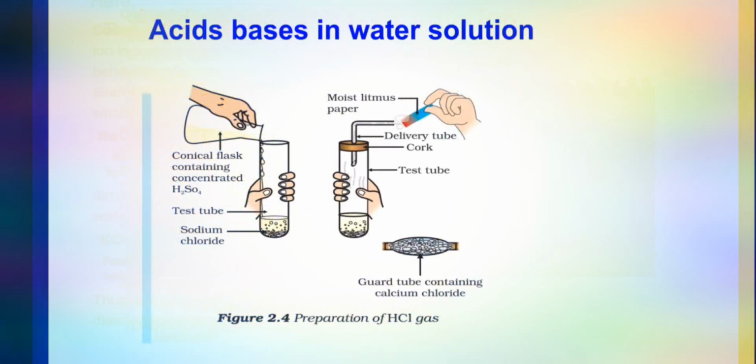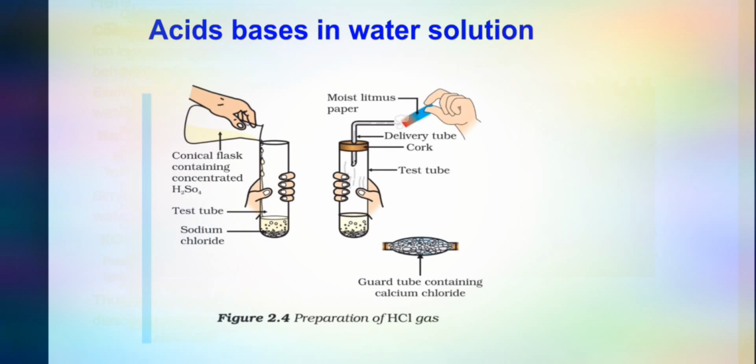You can see an experiment here. We take a dry test tube and add solid sodium chloride to it. After that, we add concentrated sulfuric acid to it. After adding the concentrated sulfuric acid, we can see a fuming gas coming from the delivery tube. We show a wet blue litmus paper in the way of the coming gas. What will happen there? The color of the blue litmus paper changes to red. That means the gas has an acidic character.